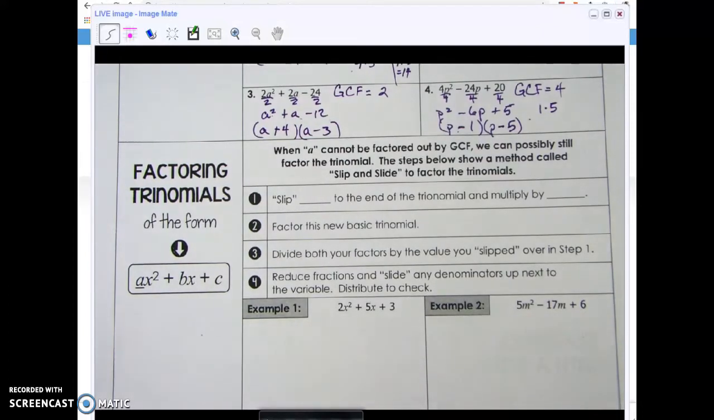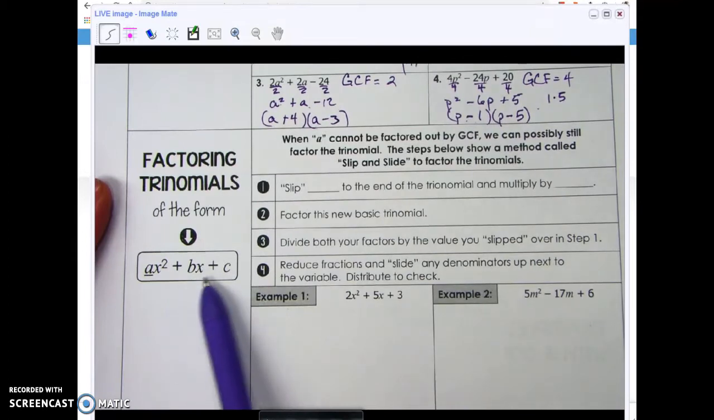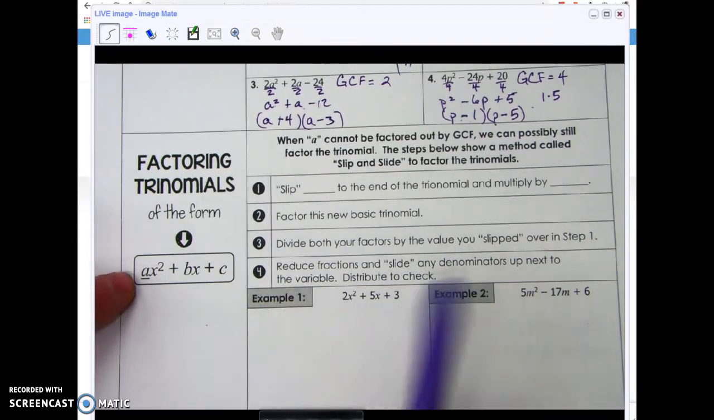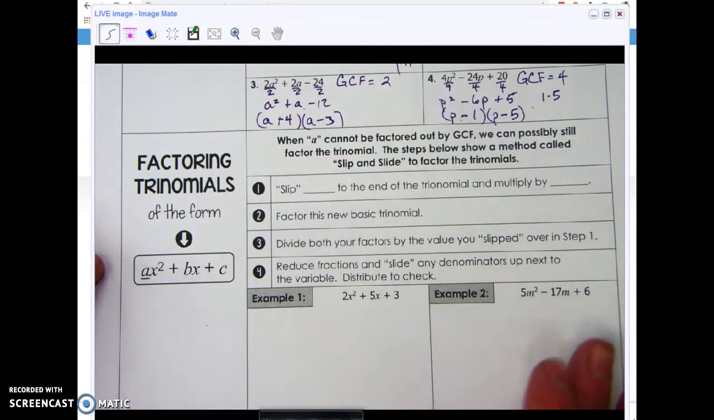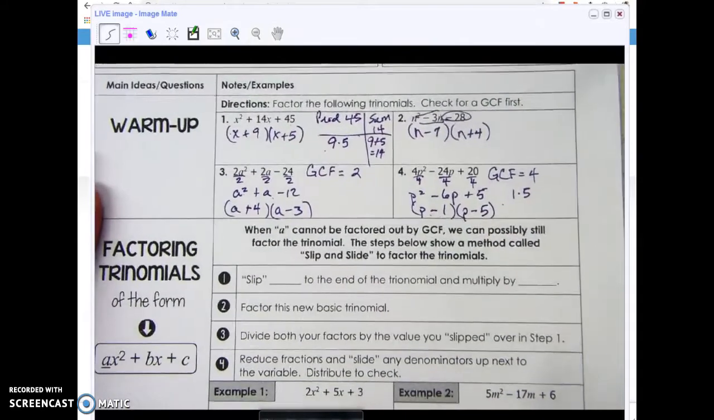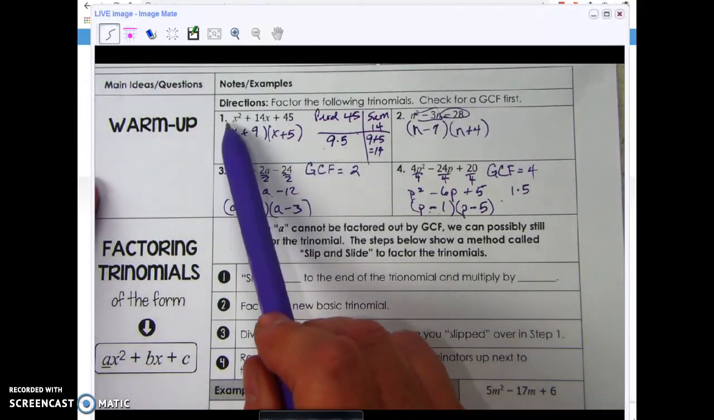Okay, so what we're going to be talking about with this video is how to factor trinomials of the form ax squared plus bx plus c when a, this first number, is greater than 1. So what we've been doing so far when we've factored, it's been pretty simple. We see that we've got the trinomial, 1 is always the first number.